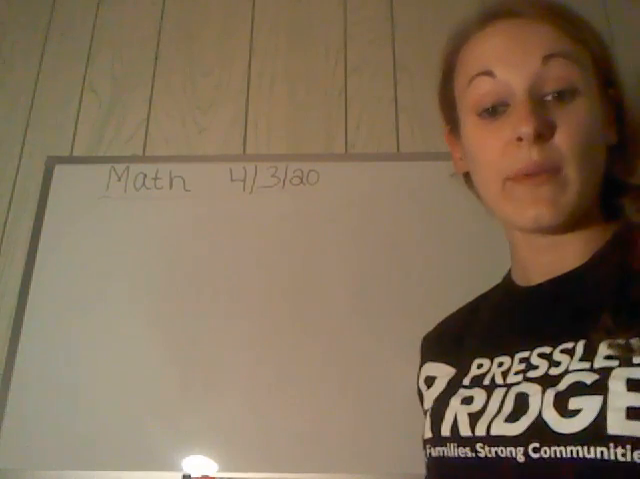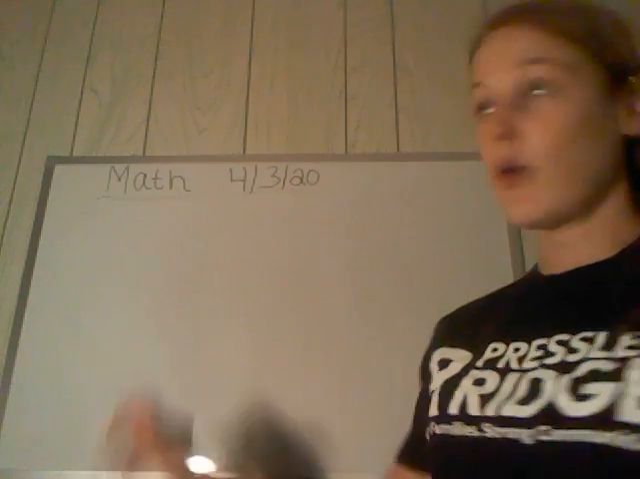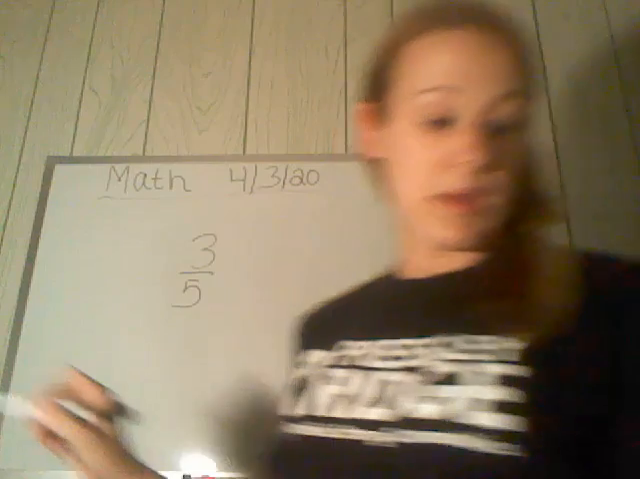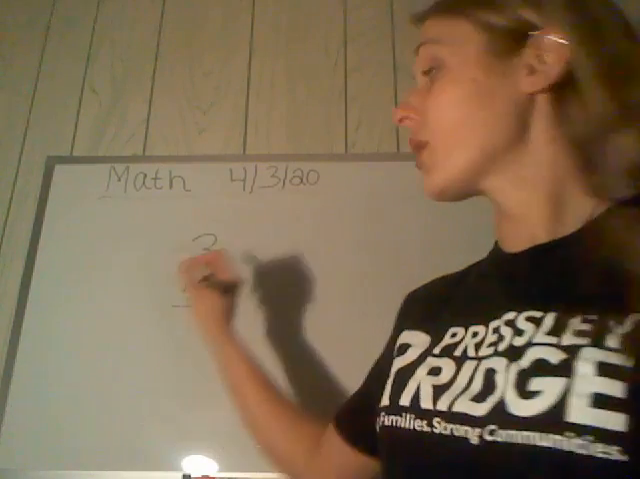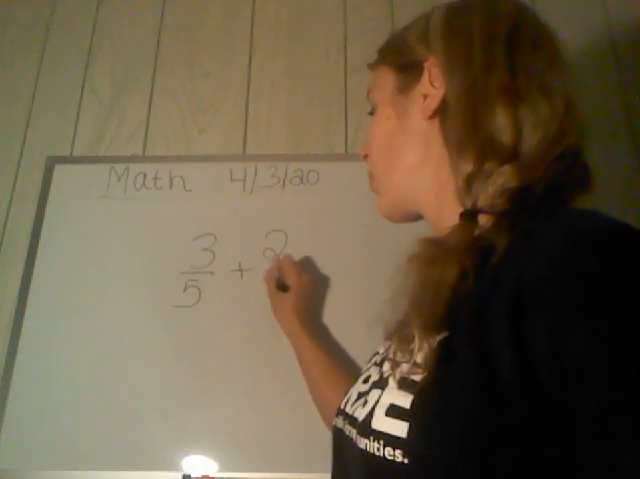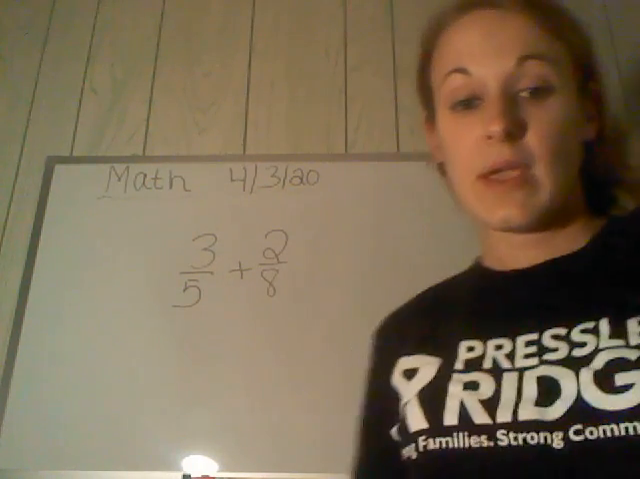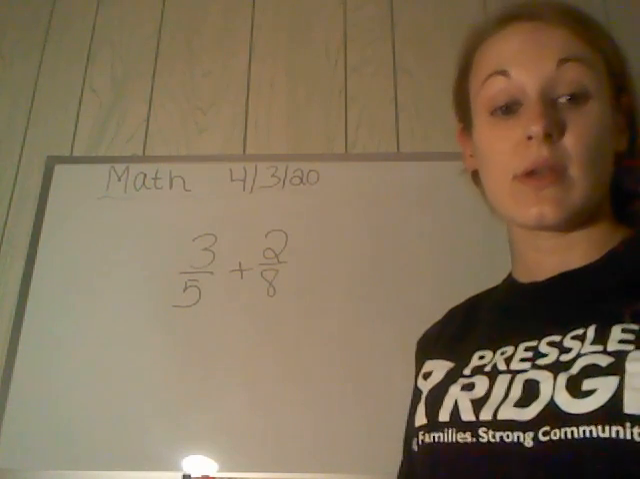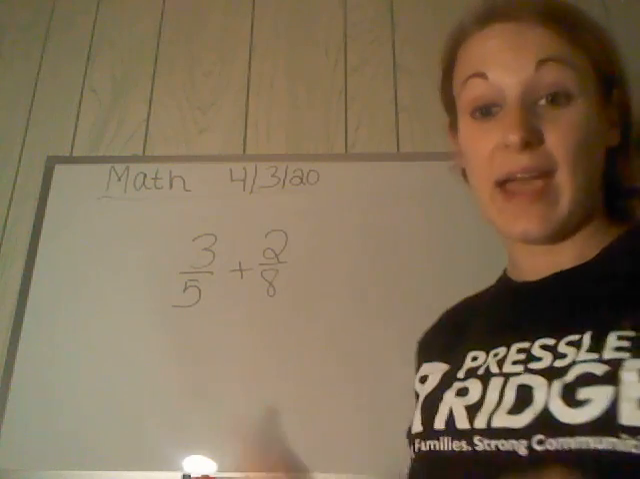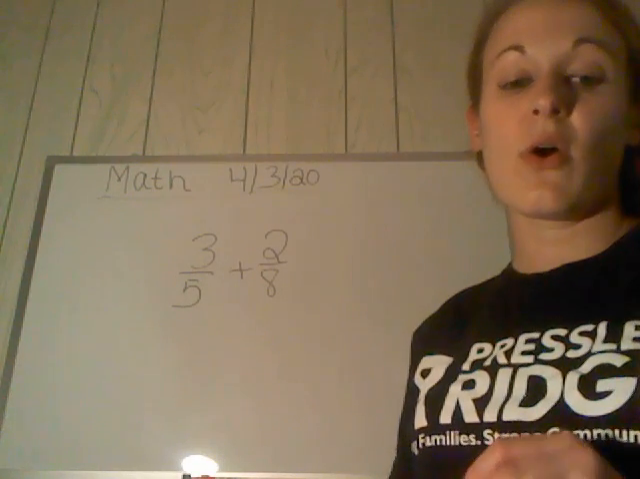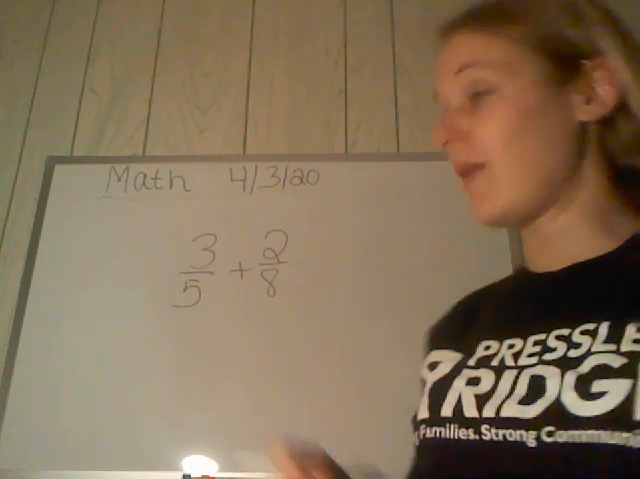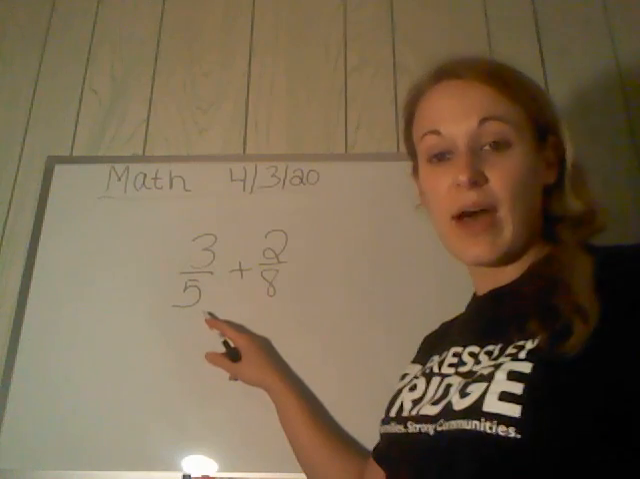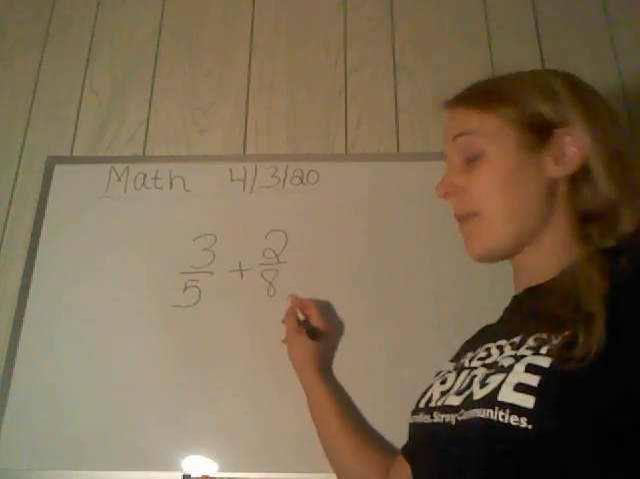So we're going to do 3 over 5 plus 2 over 8. And remember, we need to find a common denominator. We want to convert the fraction so that they have the same denominator. So we need to find the common multiple. Let's start with the largest. So is 8 divisible by 5? Nope. Let's bump it up one.